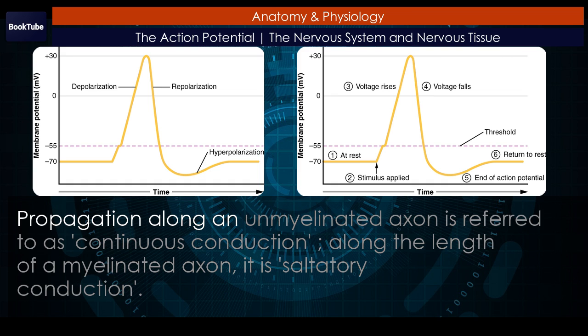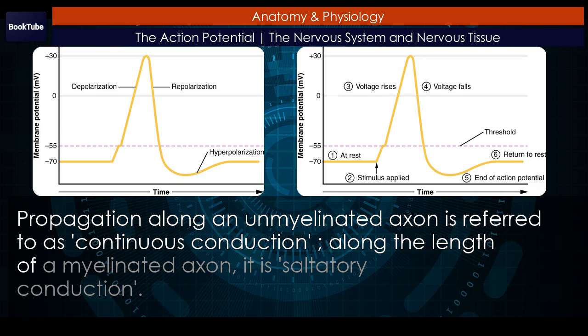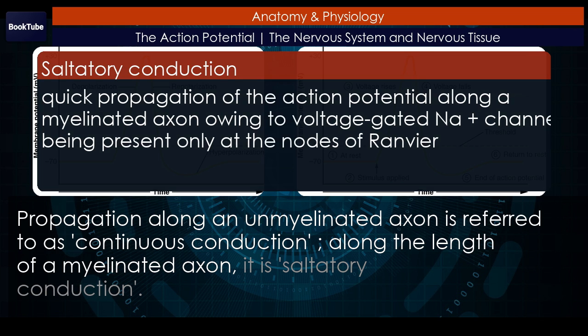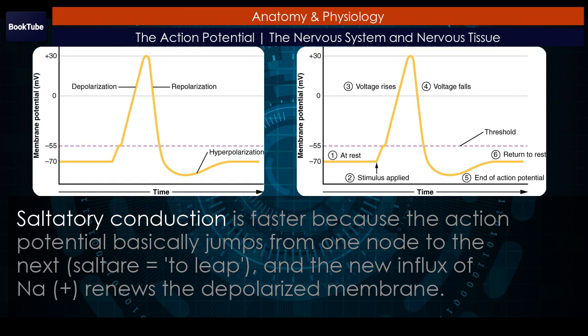Propagation along an unmyelinated axon is referred to as continuous conduction. Along the length of a myelinated axon, it is saltatory conduction. Continuous conduction is slow because there are always voltage-gated Na+ channels opening, and more Na+ is rushing into the cell. Saltatory conduction is faster because the action potential basically jumps from one node to the next.